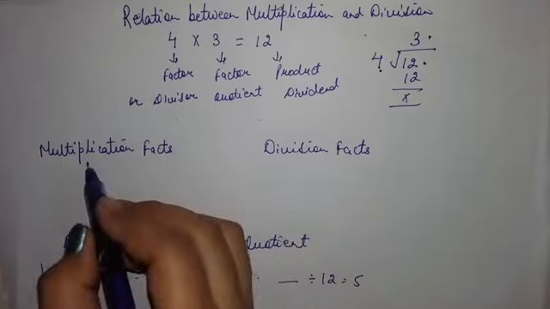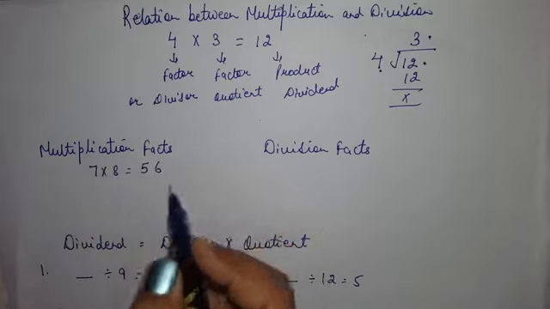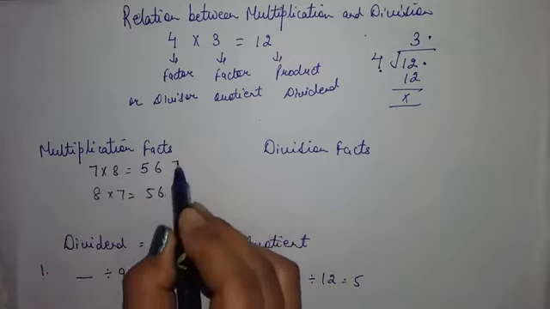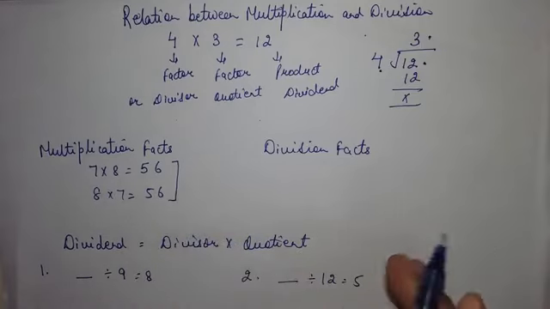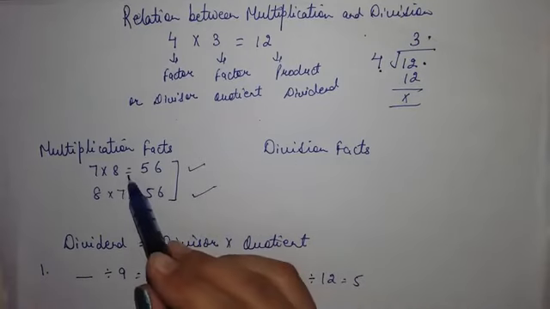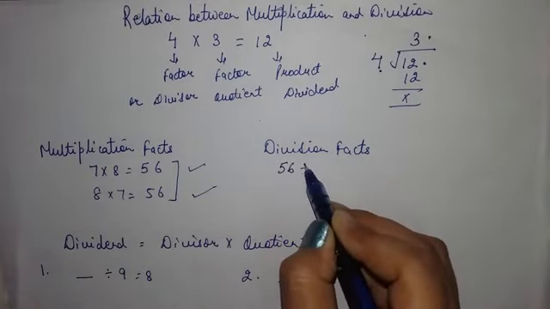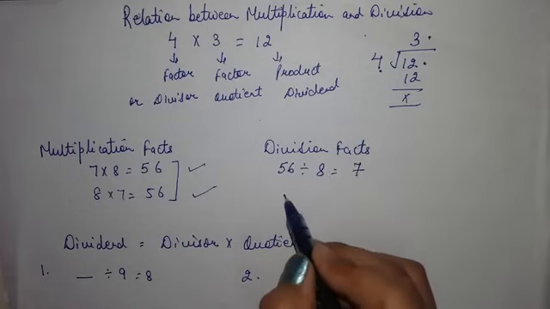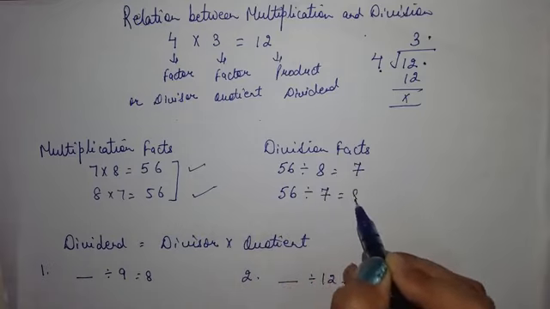If I write here 7 8s are 56 or 8 7s are 56. In both the ways we are getting the same product, which is 56. Now from these two statements, let us derive the division statements. From here you can write 56 divided by 8 is equals to 7, and here you can write 56 divided by 7 equals to 8.